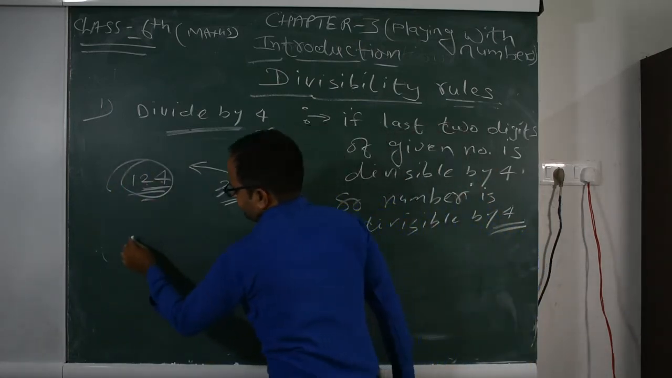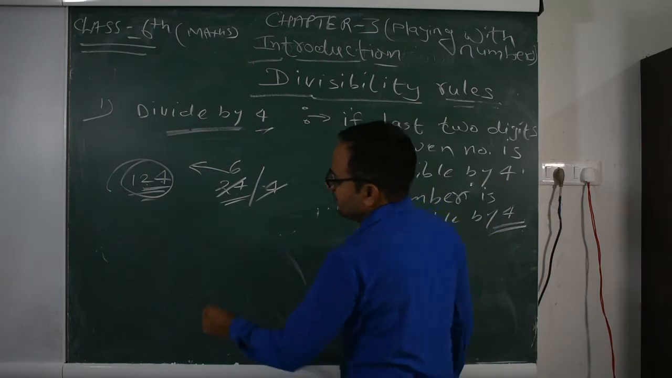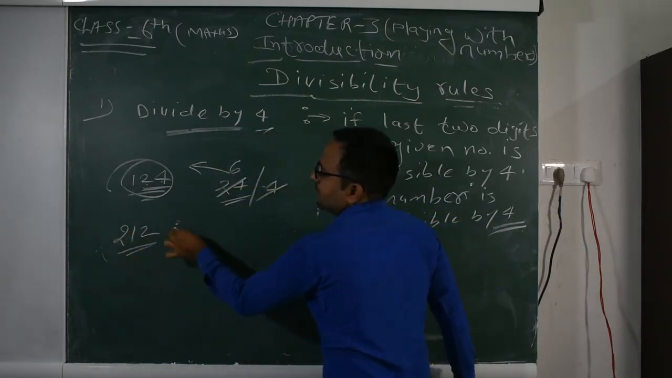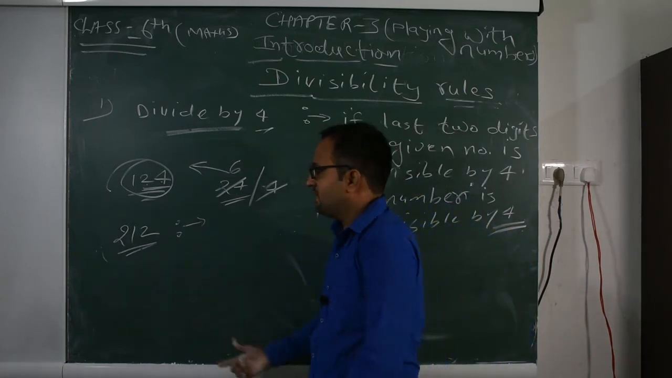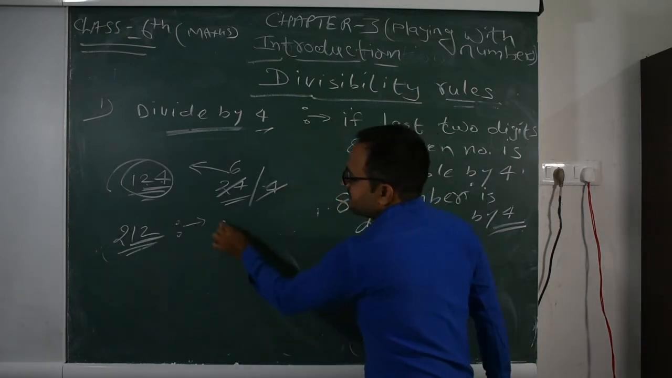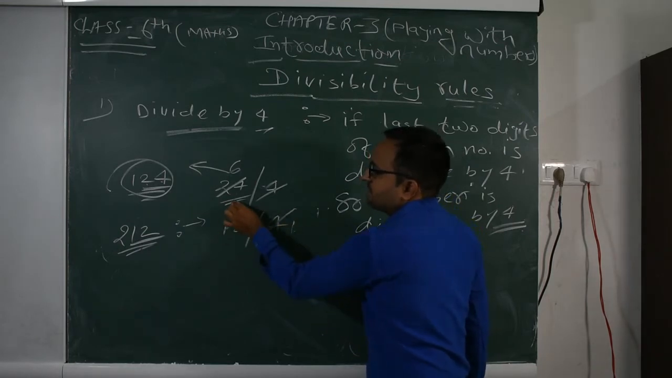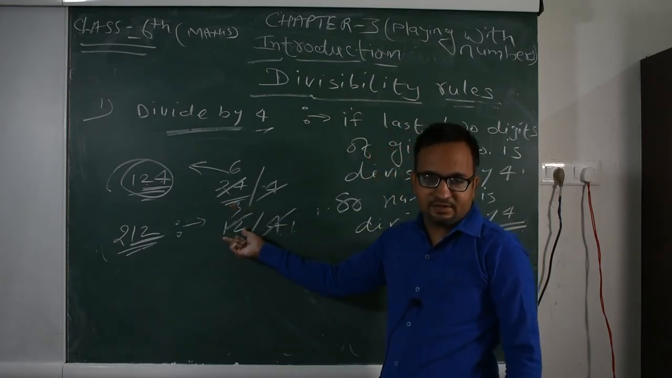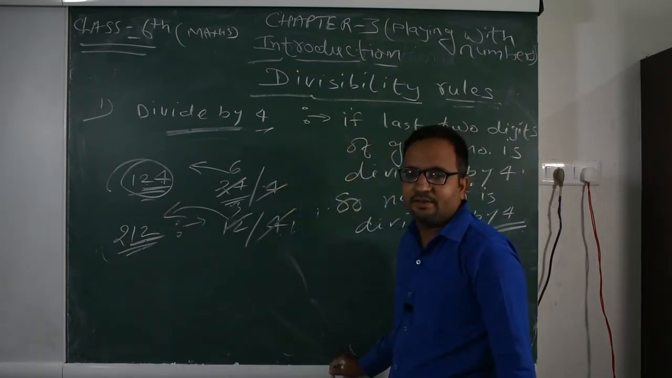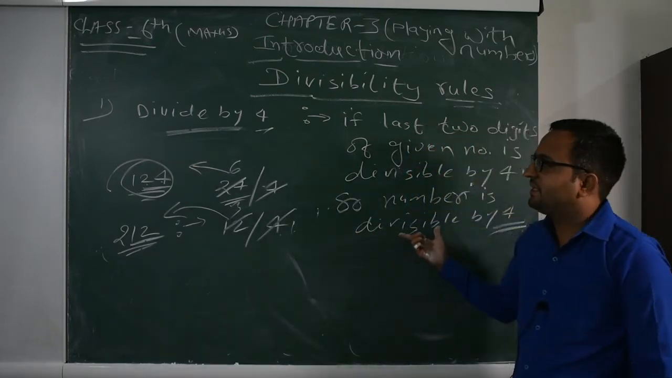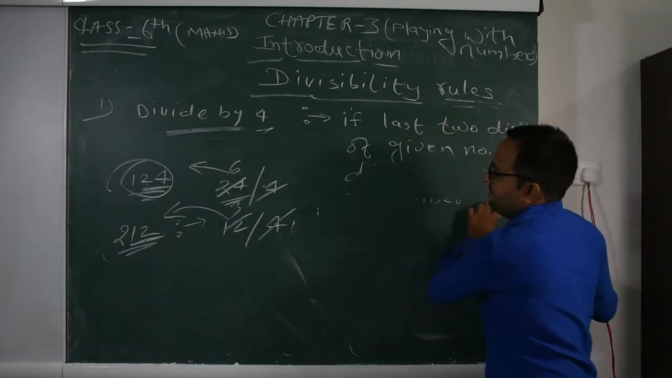Okay. Now we take another example, 212. We check whether it is divisible by 4 or not. We check the last two digits. The last two digits are 12. Is 12 divisible by 4? 4 ones are 4, 4 threes are 12. Yes, 12 is divisible by 4. So we can say 212 is also divisible by 4. This is the theory of the divisibility rule by 4. Now we check the divisibility rule by 5.